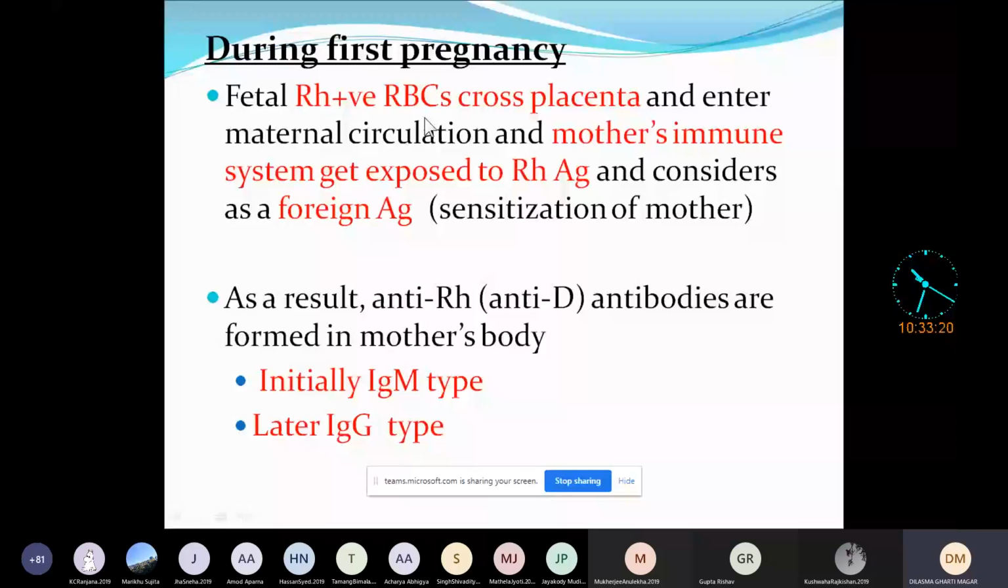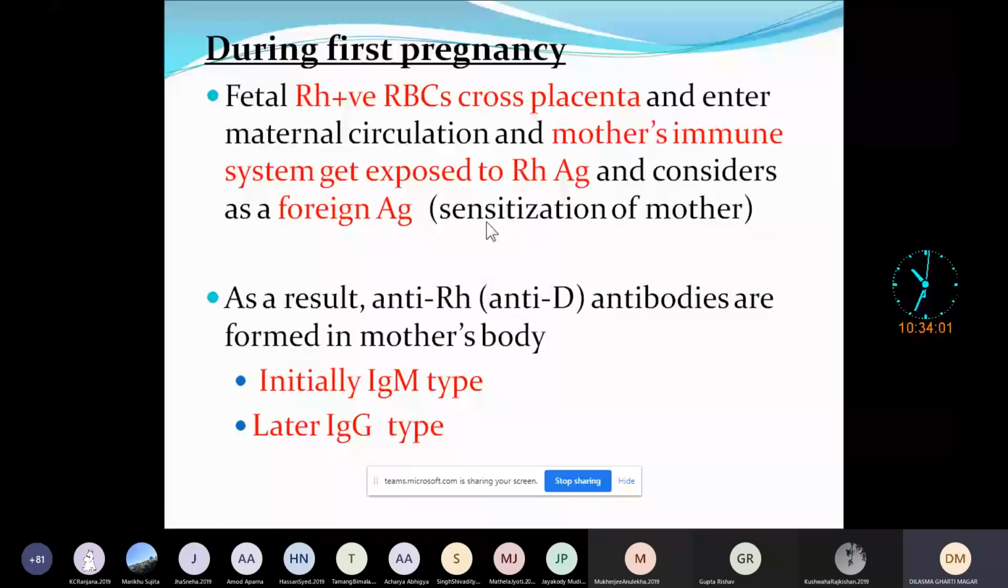That's why the Rh positive RBCs, or the D antigen on the RBCs, cross the placenta and enter the maternal circulation, and then the mother's immune system will be exposed to the Rh antigen or the D antigen, isn't it so? Now here the mother is Rh negative, and she doesn't have this D antigen in her body. So whatever D antigen or Rh antigen goes to the mother's circulation, she will consider it a foreign thing, isn't it so? That's why there will be sensitization of the mother, and it will lead to the formation of antibodies. Understood here?